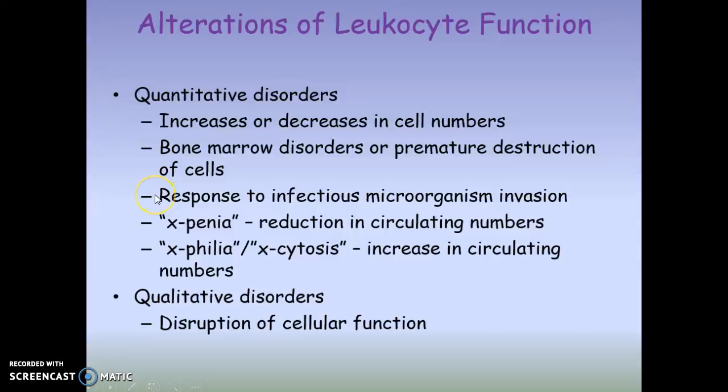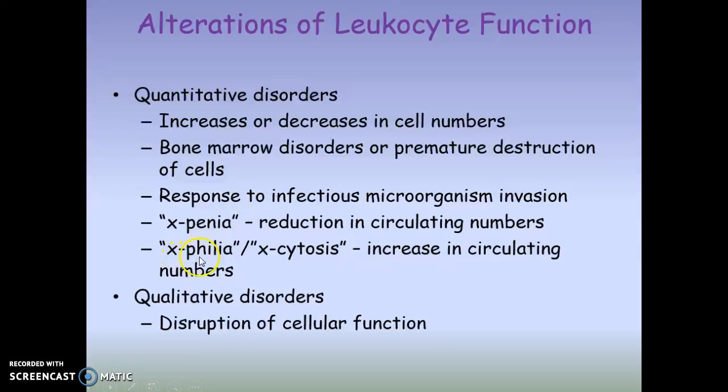If you have an increase in those cells, regardless of what type of cell, whether it's B cells, T cells, eosinophils, neutrophils, it could be a response to some sort of infectious microorganism, whether that be a particular virus, a bacteria, or a parasitic worm. And leukopenia is a reduction in circulating numbers of leukocytes.